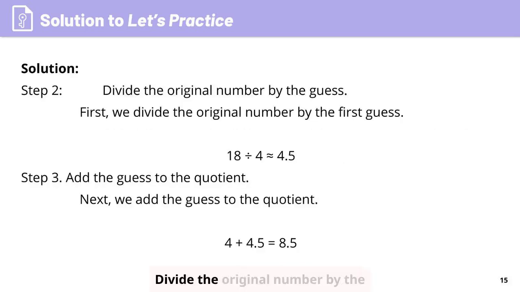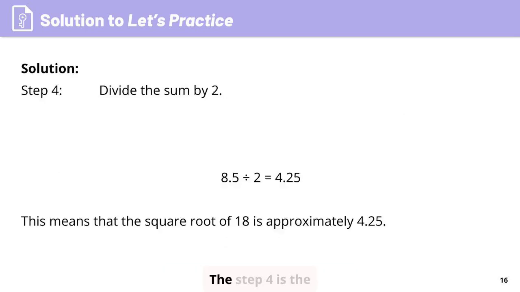Step 2, divide the original number by the guess. First, we divide the original number by the first guess. 18 divided by 4 is approximately equal to 4.5. Step 3 is to add the guess to the quotient in step 2, and that is 4 plus 4.5 is equal to 8.5. Step 4 is the last step, which is to divide the sum by 2. Now remember that in step 4, the 2 is always constant no matter the value. Hence we have 8.5 divided by 2 is equal to 4.25. This means that the square root of 18 is approximately 4.25.